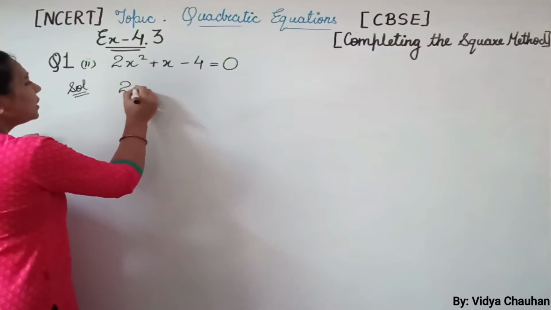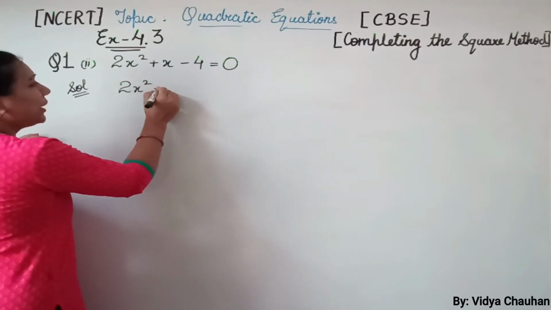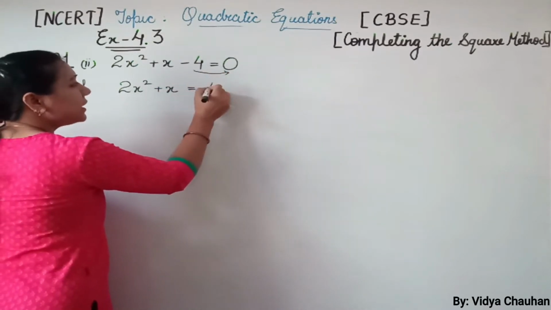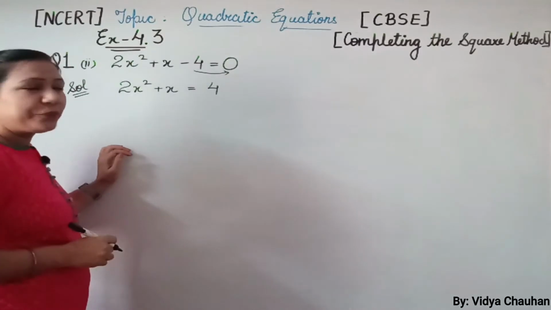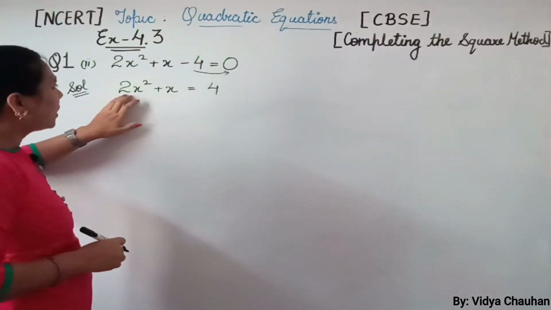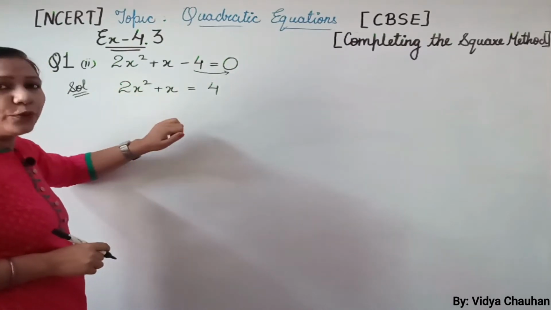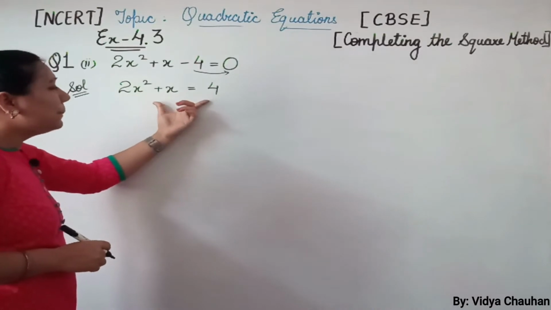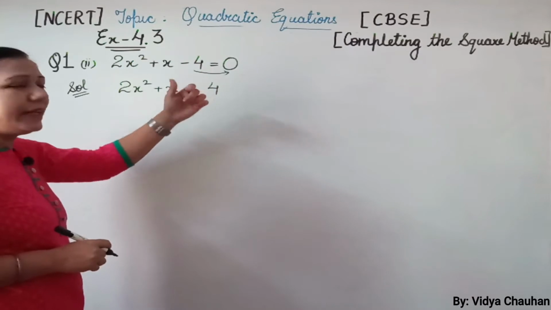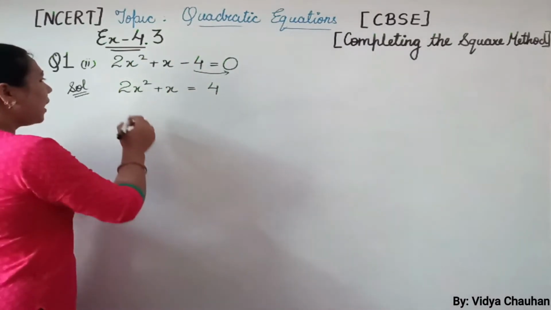So very first, I can write the equation in the form 2x square plus x, and I'll shift this minus 4 to the right hand side, so that will become plus 4. I have simply changed the pattern of writing the equation a little bit, and the equation becomes 2x square plus x equals 4. Now we have to complete the square on these two sides. That is what is called the completing the square method, on left side and right side. So let's see how to do that.